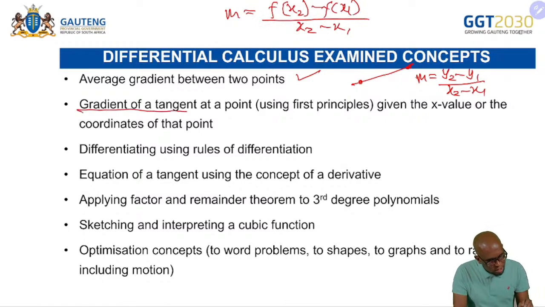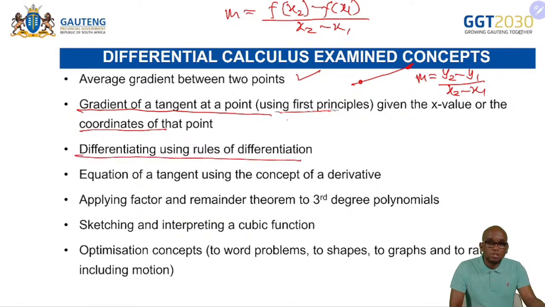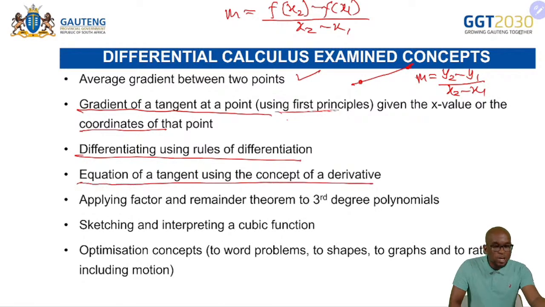And then the gradient of a tangent to a point, we can get that through first principles, and then the x value of that particular point. We need to differentiate using the rules of differentiation, very important. And then we need to find the equation of a tangent using the concept of a derivative. Remember, always when we find the derivative, we are calculating the gradient function. Every time you find the derivative, irrespective of that function, you are working out the gradient function.